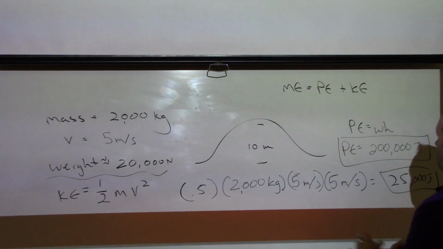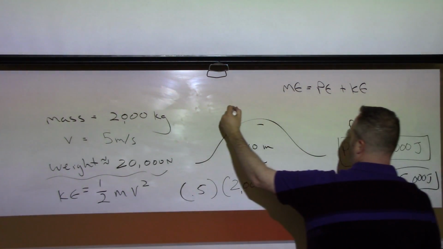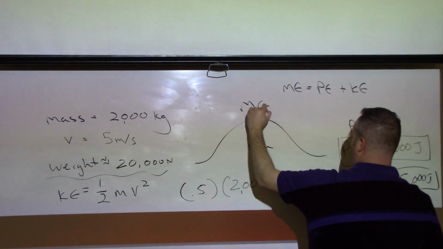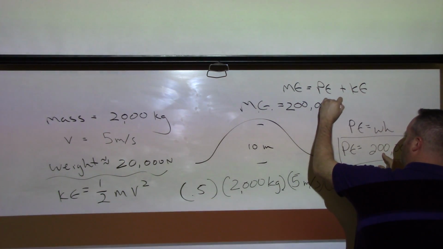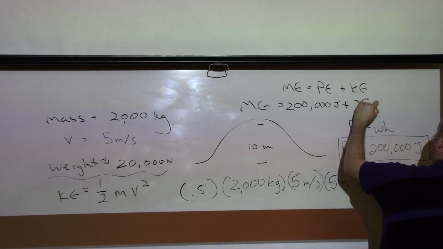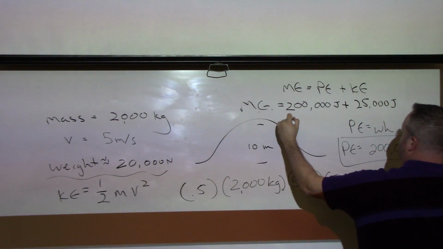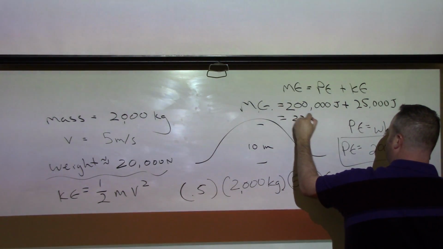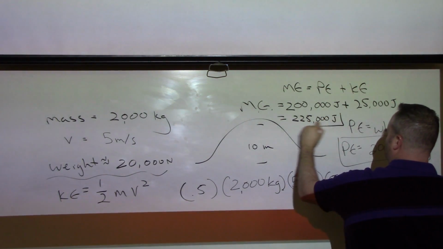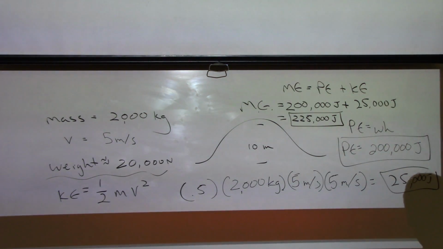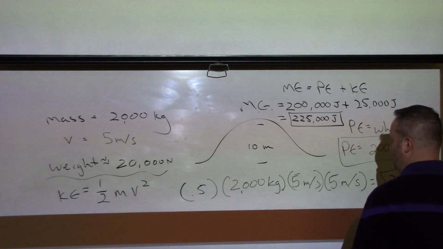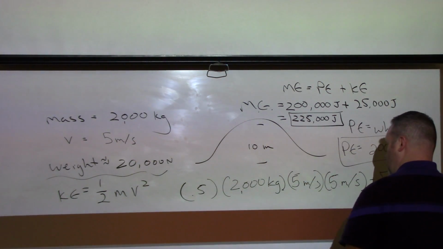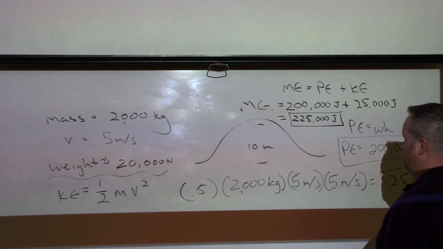And so now to solve the equation, we simply have to add, so mechanical energy here is going to be 200,000 joules plus 25,000 joules, which gives us a total of 225,000 joules. Now this one was a little more complicated because we had to actually do a lot here. We had to calculate potential energy, then calculate kinetic energy and add them together, and that's how we got our answer.